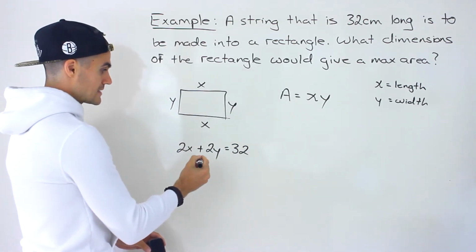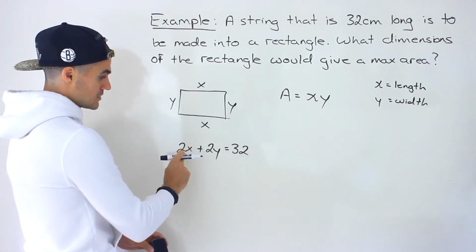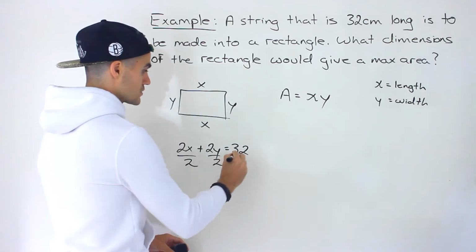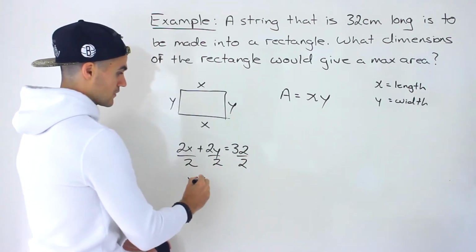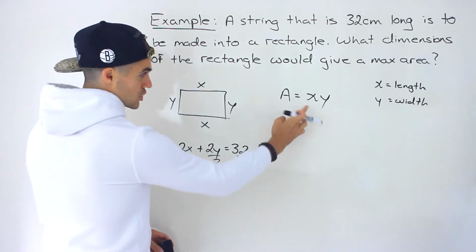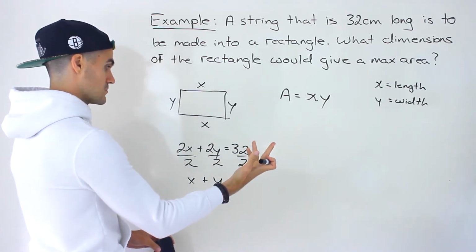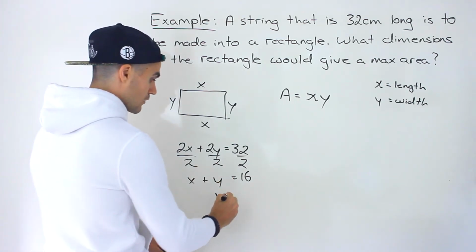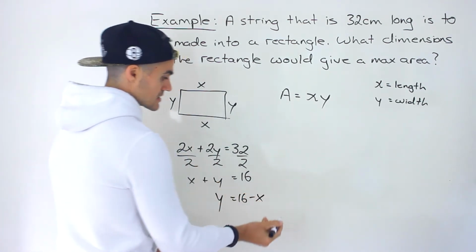So let's simplify this a bit. Notice that everything can be divided by 2, so that's the first simplification we could do. So we'll have x plus y equals 16. And then whether you want to make this in terms of x or y, I'm going to make it in terms of x. So what I'll do is I'll isolate for the y here, bring the x over, so we'll have y equals 16 minus x like that.